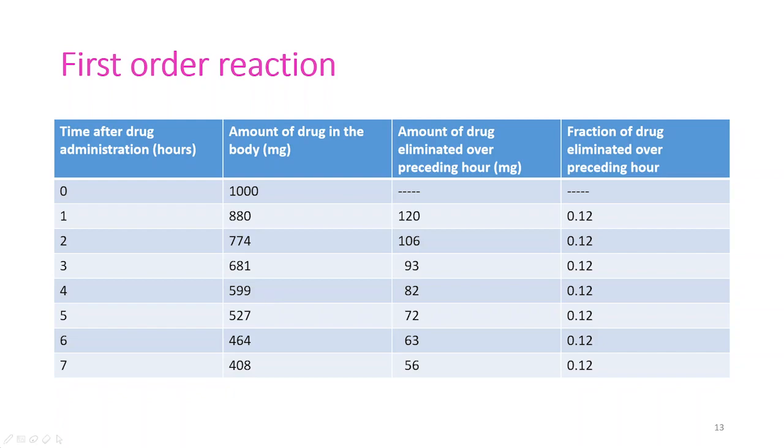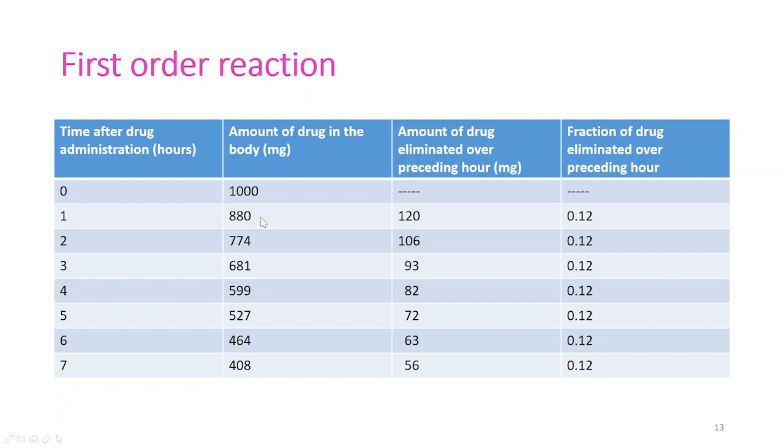Looking at this table, we can say that the amount of drug that is being eliminated is dependent on the amount of drug that was left. Beginning at 1,000, 120 was eliminated. It became 880. Then, another hour passes, the 880 becomes 774, and 106 was eliminated.